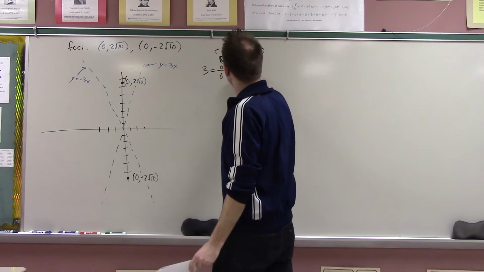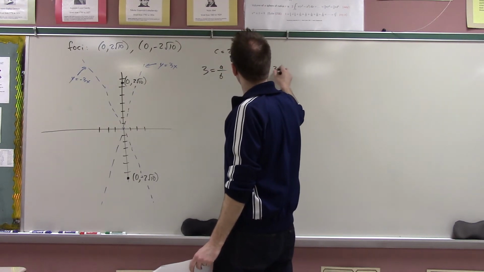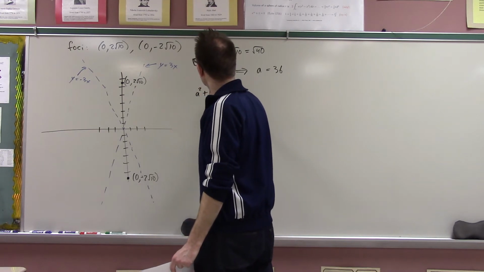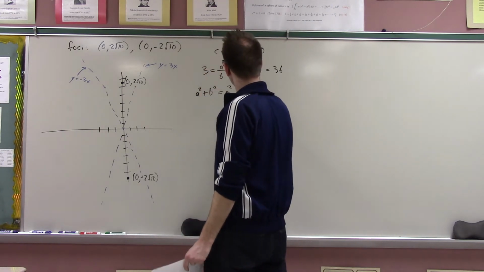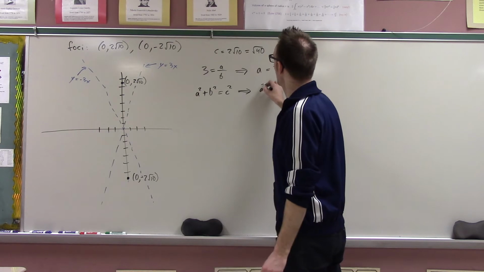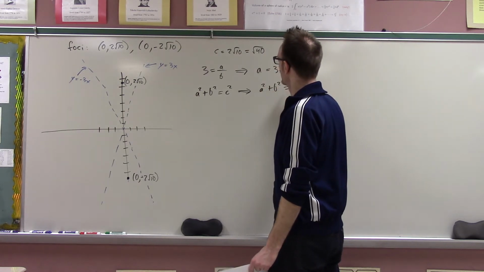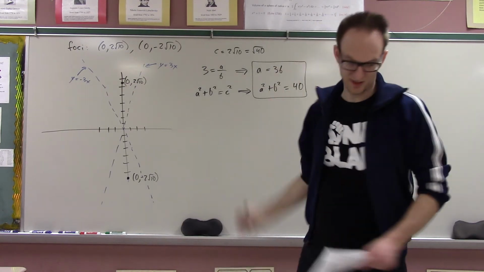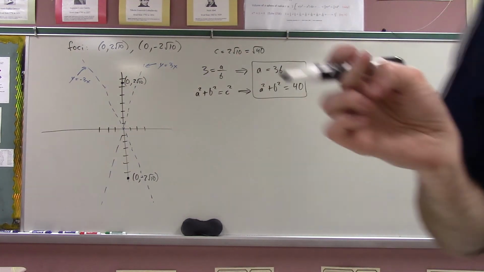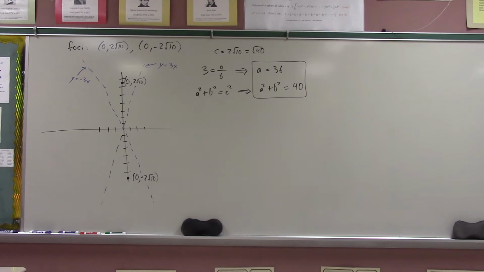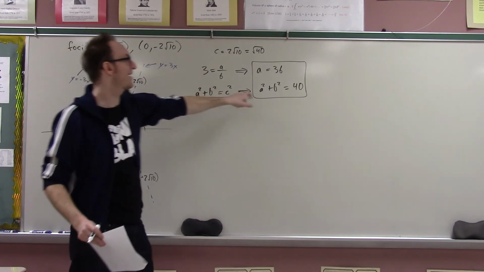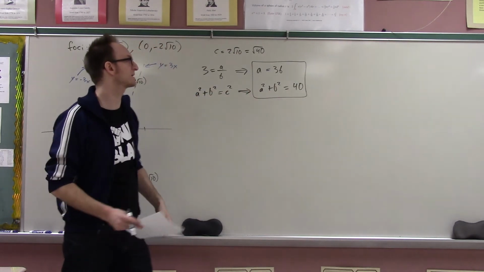So this tells me that A is 3B, but it's also true that A squared plus B squared equals C squared in a hyperbola. And so what I also know is that A squared plus B squared equals 40. And basically, that's the whole gist of the problem, right? Anytime you give me any two of A, B, and C, I can always find the third one. And knowing the slopes of the asymptotes gives me the ratio between A and B. And so now I just have a system of equations in two variables I can solve for.